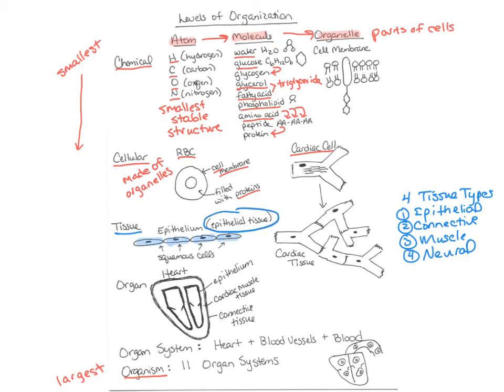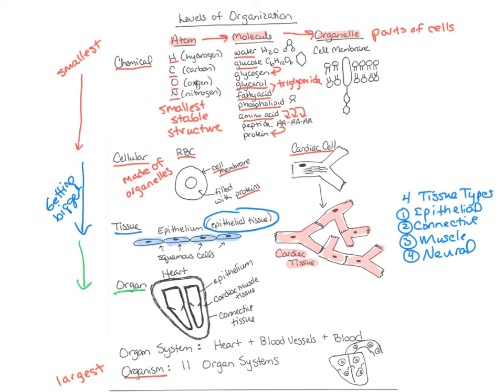Another example is cardiac tissue. Cardiac tissue is a tissue that includes a grouping of cardiac cells. So now we can see that the tissue level of organization is bigger than the cellular organization. Tissues have many cells in them. The next level of organization is the organ level of organization.